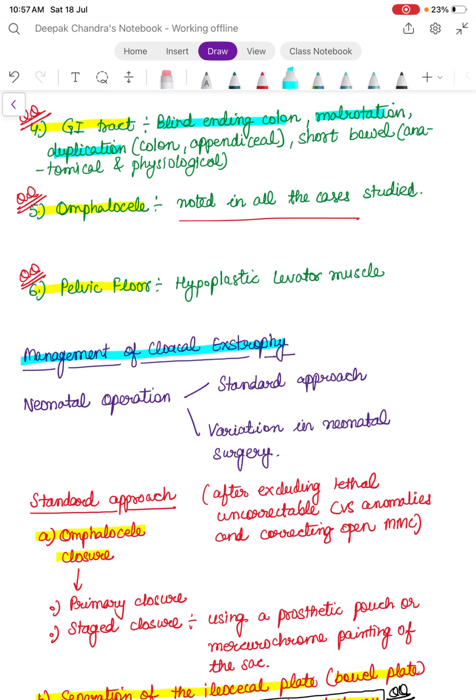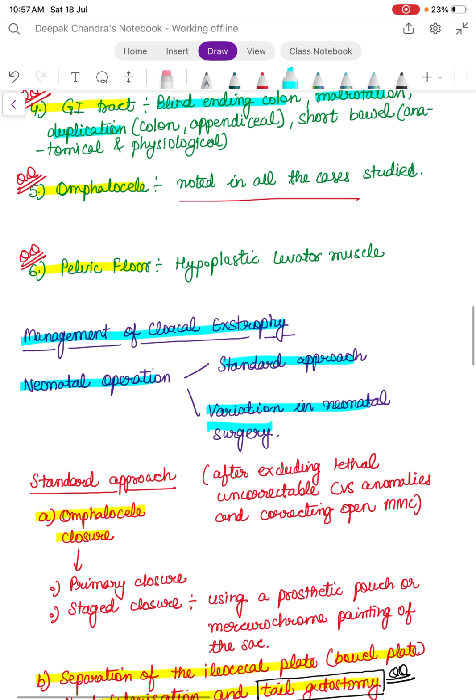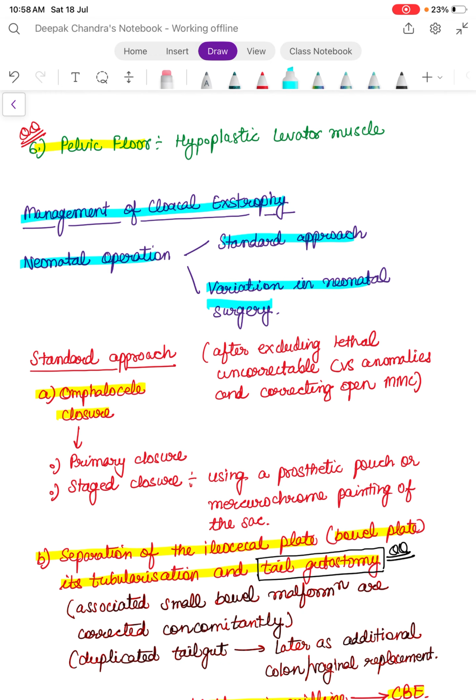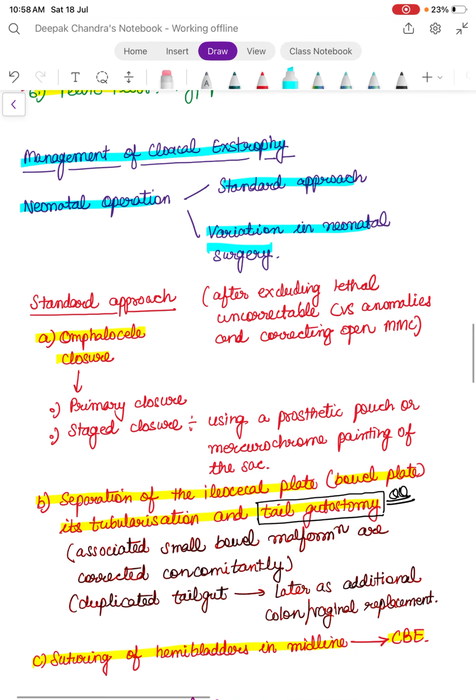it is approached through neonatal operation, which is further divided into standard approach and variation in the neonatal surgery. So in the standard approach, first we will have to exclude the lethal, uncorrectable, serious anomalies, followed by, if there is an open MMC before embarking on the cloacal extrophy, we have to manage this open MMC, we have to repair or excise it. Then the first thing in the management is omphalocele closure, which can be a primary closure or a staged closure.